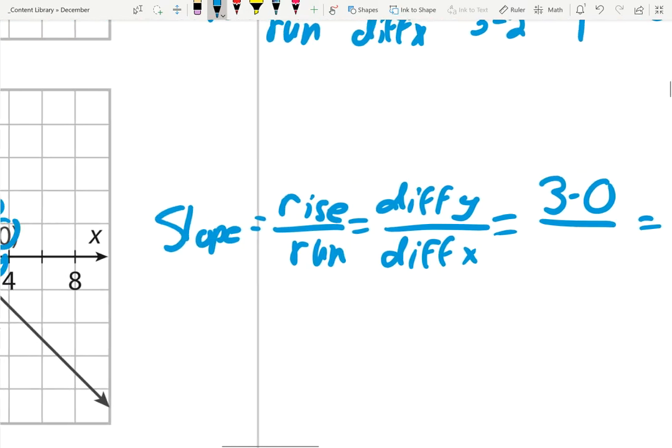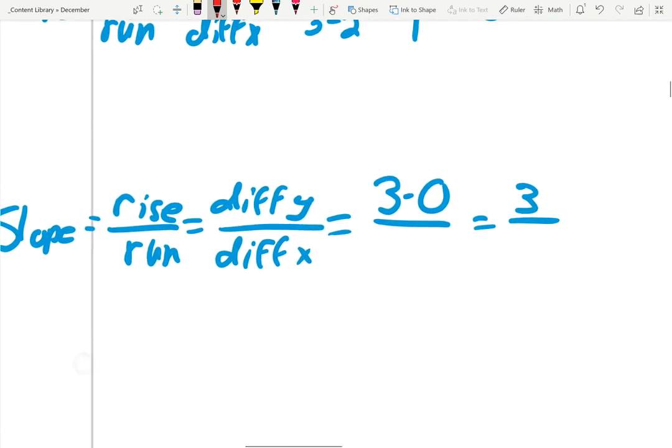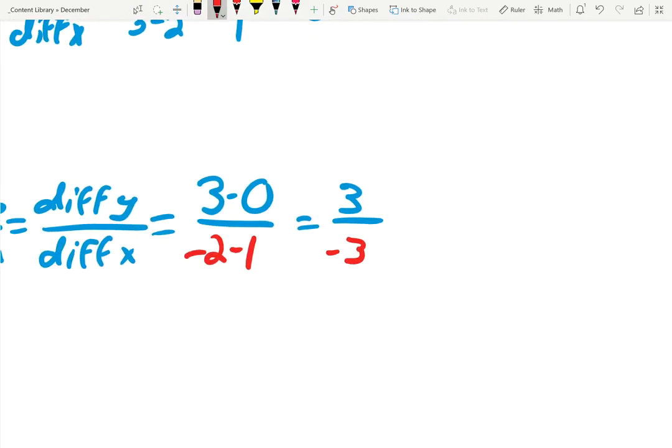Now let's do the x values. Let's get the bottom part of this fraction. So the x values, let me use a different color. Our x values are -2 and 1. And we're going to subtract those. -2 minus 1 ends up to be -3. So our slope is 3 over -3, which just simplifies to -1. Right? Because 3 goes into 3 one time. You have a positive divided by negative, so that number has to be negative. So a -1.